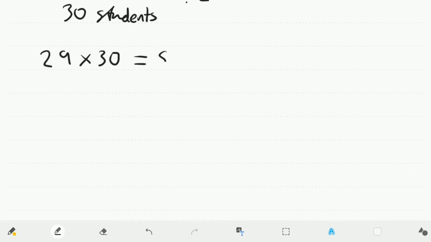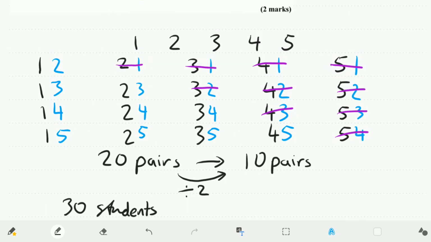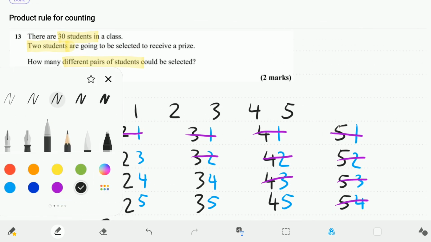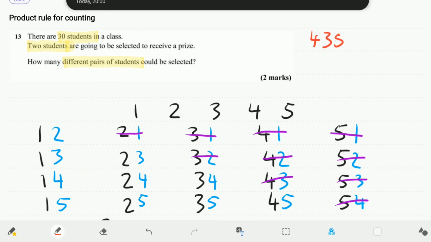And that would give us 870 pairs. Now that's how many total pairs there are possible. However, we have to take into account that every single pair will be counted twice. So, to find out the number of different pairs, we will have to divide our answer by 2. Once we do that, we should get 435. And that would be our answer. There are 435 different pairs possible.